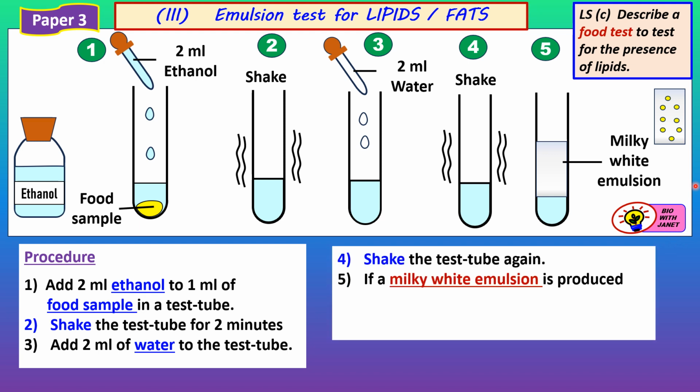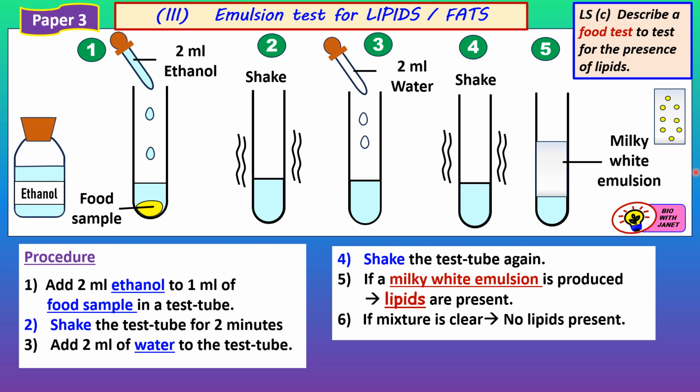Now, at the end of this, wait a while and see if a milky white emulsion is produced. You may see a layer like milk at the upper part of the test tube. This is called the milky white emulsion. If there's a milky white emulsion, it proves that lipids are present in the food sample. But if the mixture is clear, that means no lipids are present.